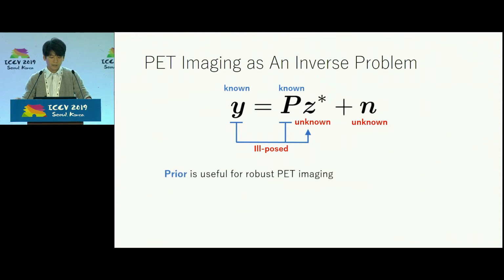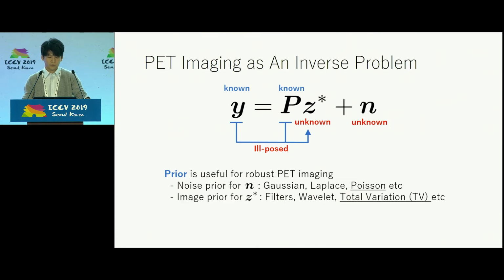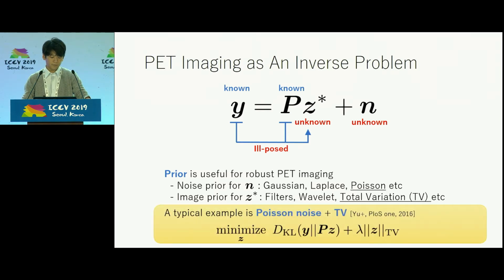Here, the prior is useful for robust PET imaging. For example, noise priors are important, such as Gaussian, Laplace, or Poisson distributions. Also, image prior is very important, such as smoothness. A typical example is a combination of Poisson noise distribution and TV prior. We minimize KL divergence and TV norm at the same time.